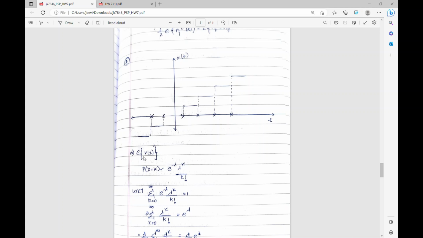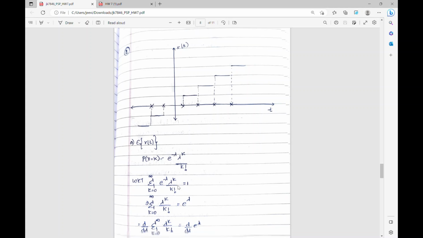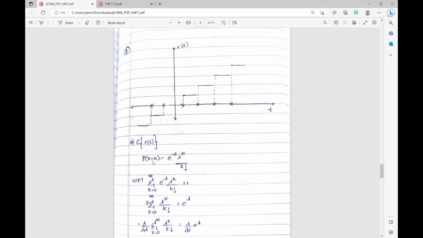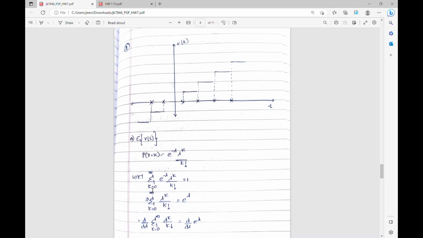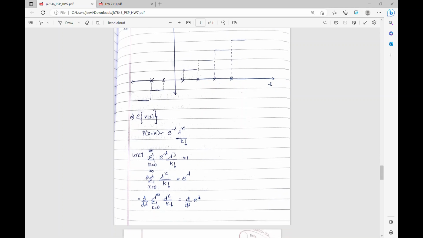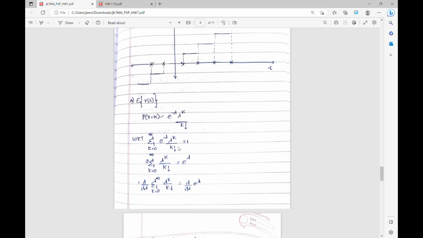When asked to find the expected value of x(t), we know that the probability of x equal to k is e to the power minus lambda into lambda to the power k by k factorial. We know that for a probability function, the sum over the limit 0 to infinity will be equal to 1. Therefore, the sum of e to the power minus lambda into lambda to the power k by k factorial is equal to 1.